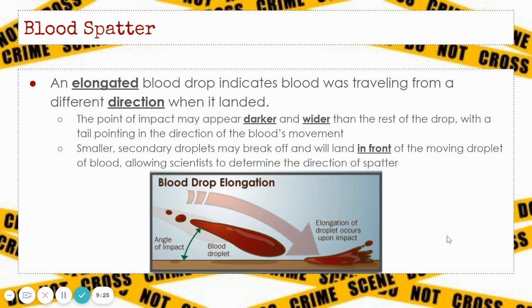Smaller secondary droplets may break off and will land in front of the moving droplet, allowing scientists to determine the direction of the spatter. So you can see here, this is a pretty low angle. As it hits at that angle, some of that blood is going to spatter forward. When we see that spatter forward, we know that the blood came from the opposite side.